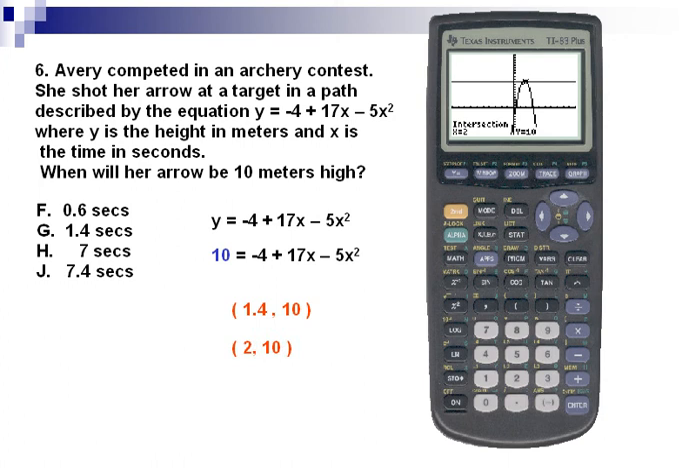What these points tell us is that the arrow will be at 10 meters at 1.4 seconds, and the arrow will be at 10 meters at 2 seconds. One is going up, the other is going down. When I look at our answer choices here, the only answer that appears here is G, 1.4 seconds. Therefore, G would be our correct answer.